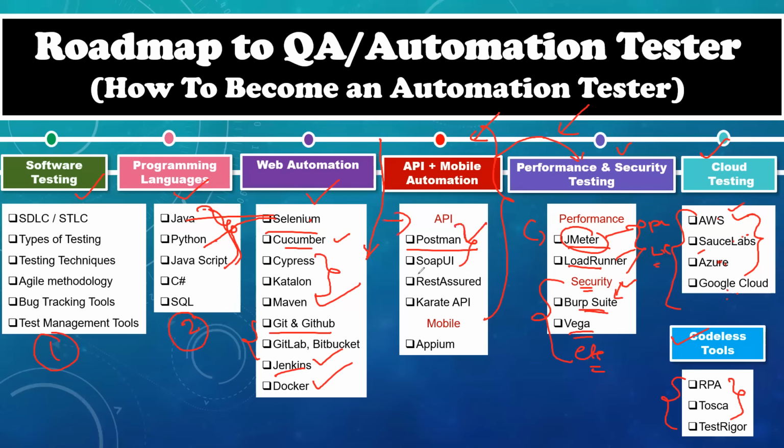These two are for manual testing, but with RestAssured you can do automation testing. You can learn Postman in combination with RestAssured, or else you can go with Karate API. If you want to learn mobile automation testing, you can learn Appium. After that, you can go to the next level, which is performance and security testing, and finally cloud testing. So this is the sequence of learning automation tools.